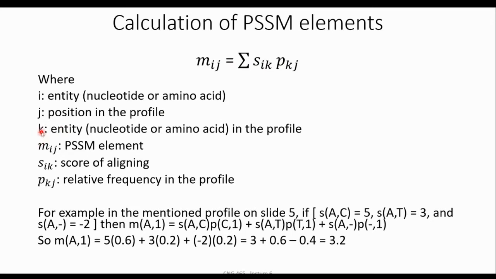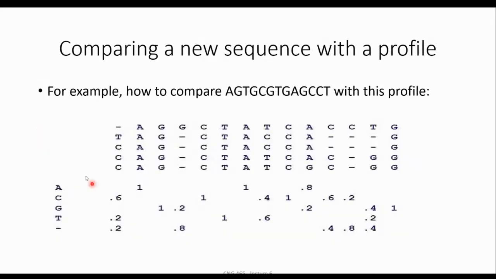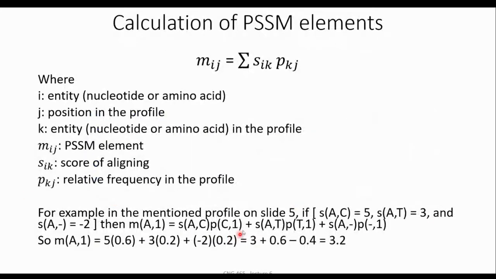For K, it is a little tricky because I should take a look at this one. And I understand K could be C, T, and gap. That's why we have summation, because we have other possibilities too, as you can see. So one by one, if I want to calculate them, this one is given to me. So the score of aligning is given to us, as you can see. So for this one, for example, AC is 5, AT is 3, and the gap penalty for A is -2. So we consider 5 here and 3 and -2.